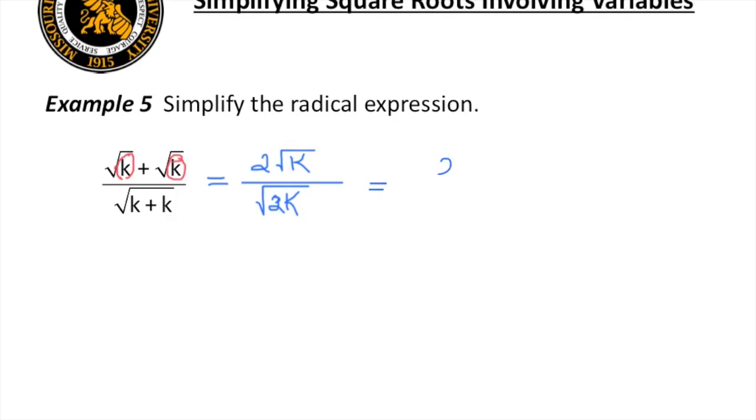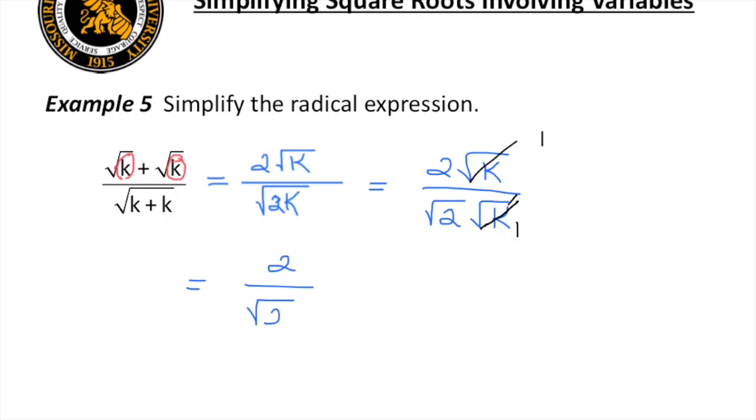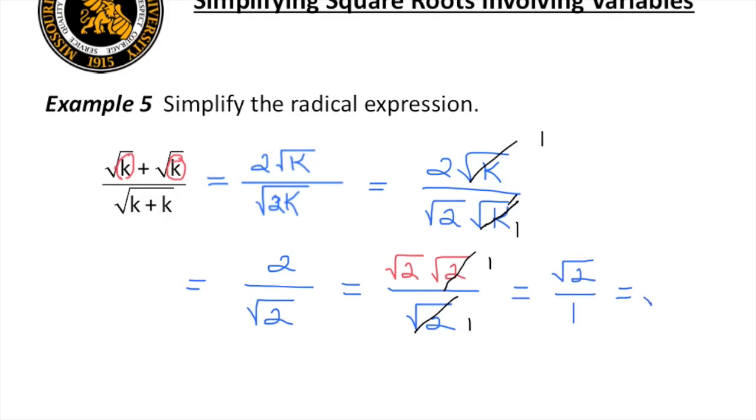Now writing the denominator as the product of 2 square roots, we can see that there is a common factor in the numerator and denominator that can be canceled off, leaving behind a factor of 1. So rewriting, we have 2 over the square root of 2. But remember, 2 in the numerator can be rewritten as the square root of 2 times the square root of 2, which means that there's one more factor that can be canceled off, leaving behind 1 in both locations. So our final answer ends up being the square root of 2 over 1, or simply the square root of 2.